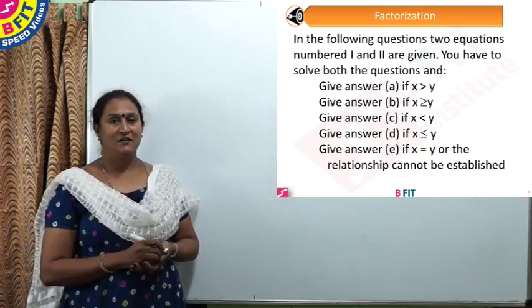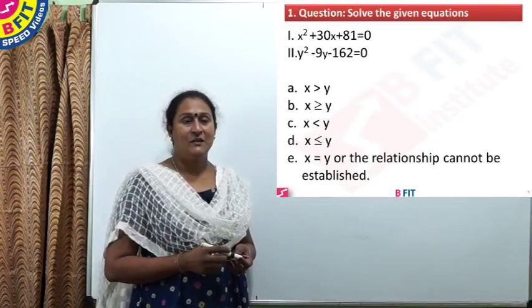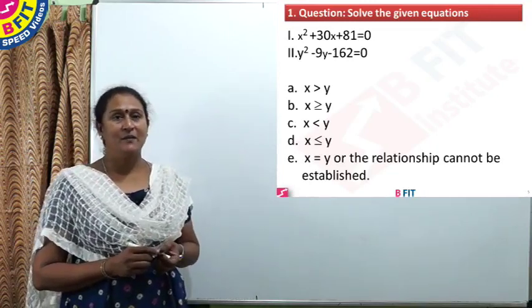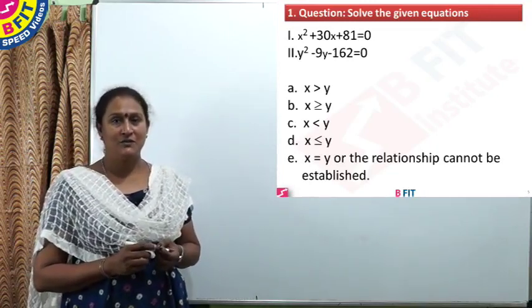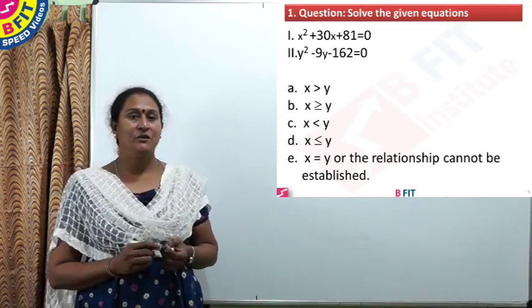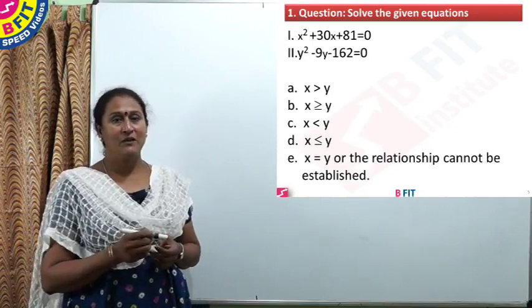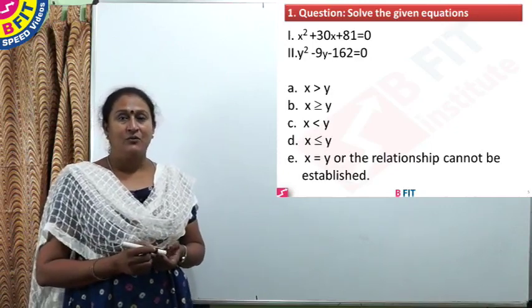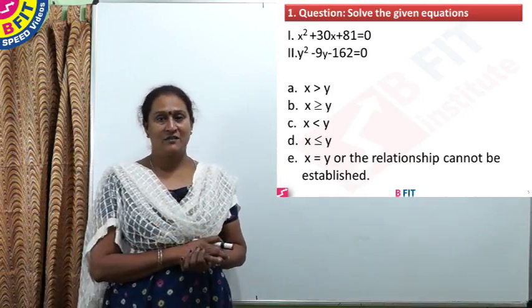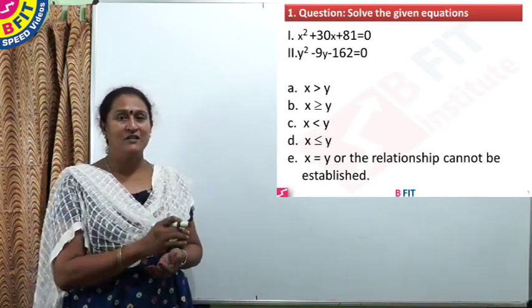So now we'll see the questions. We'll see question number 1. You have two equations: x square plus 30x plus 81 equal to 0, and y square minus 162 equal to 0. So you have two equations in two variables. To see which is greater, x or y, you have to solve the equations. First we'll solve the first equation.